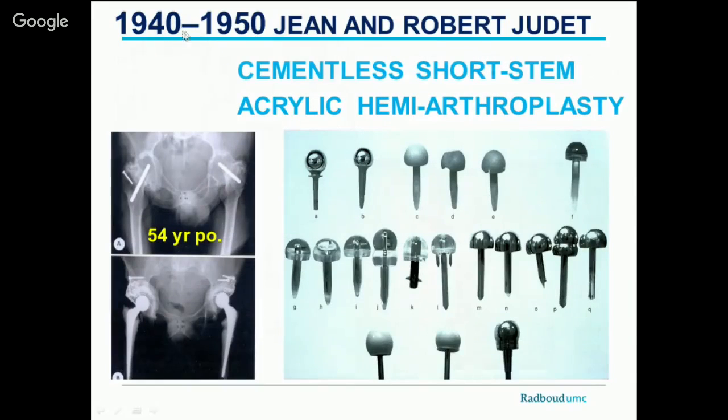Around 1945, the Judet brothers, these were brothers from France, developed a plexiglass implant. You see here all kinds with a short stem, and on top of that is plexiglass. And the plexiglass is basically the same constitution as the bone cement that we now currently use. And I have one of the Judet prostheses with me. You can see it here.